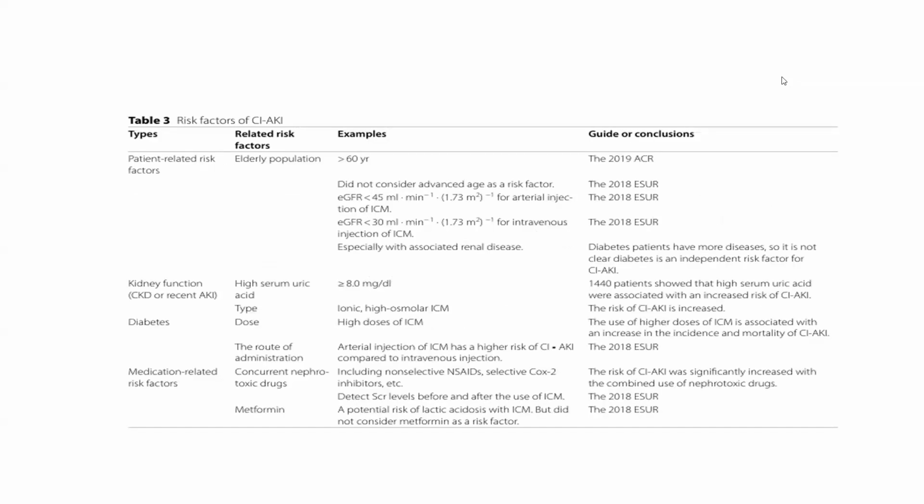Now, the risk factors. The patient-related factor is elderly population, that is more than 60 years. Kidney-related factor is high serum uric acid, that is more than or equal to 8. Then diabetes. Medication-related risk factors are concurrent nephrotoxic drugs and metformin.